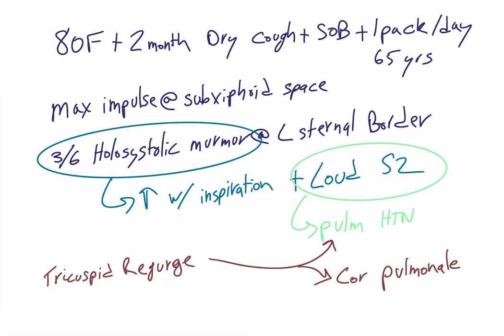There's a few causes that you need to know for tricuspid regurg. Number 1 is IV drug use. This would be involving tricuspid endocarditis. You could also have to know carcinoid syndrome. This is a right-sided valve lesion.